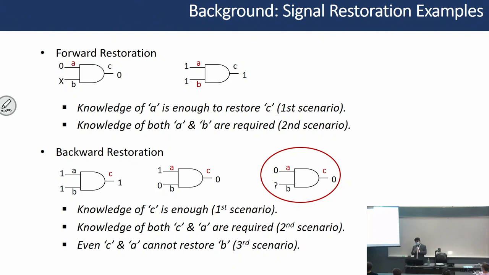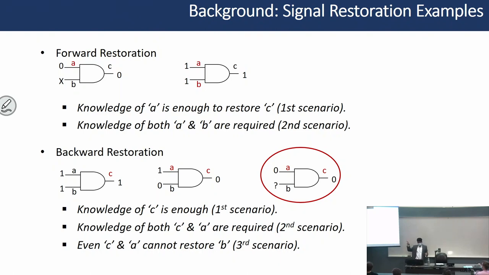Backward restoration means you're tracing the output and maybe one of the inputs and restoring an untraced input. So in the first picture, on the bottom row, you're tracing C, you know C is 1, you know for sure that A and B are both 1. In the second picture, you're tracing C, C is 0. That won't give you what A and B are. Now if you're tracing A and C, A is 1, you know for sure that B is 0, right?